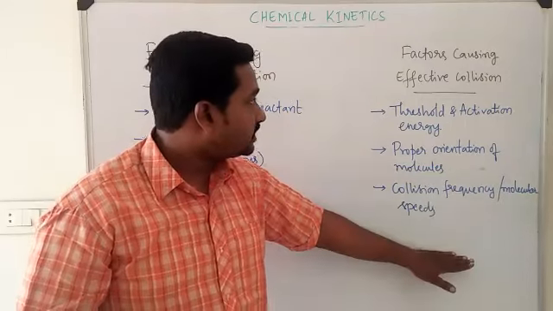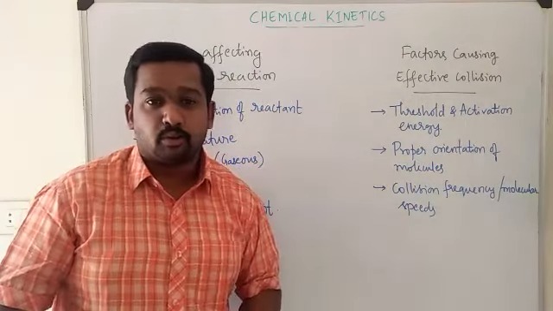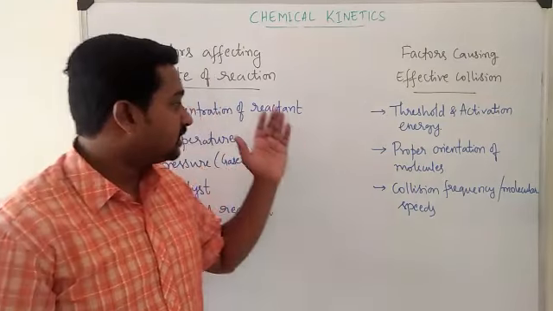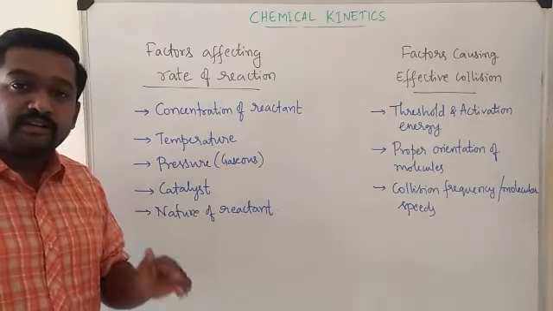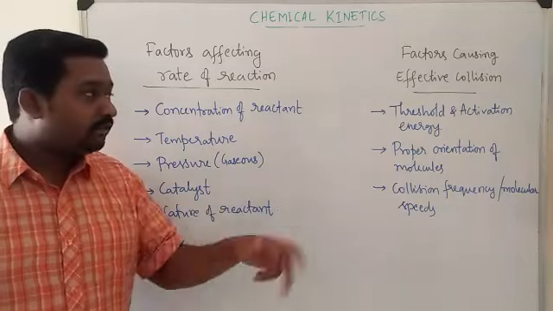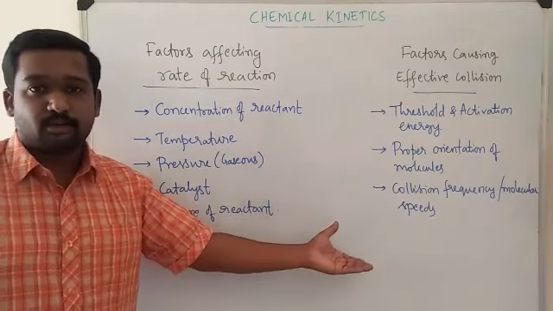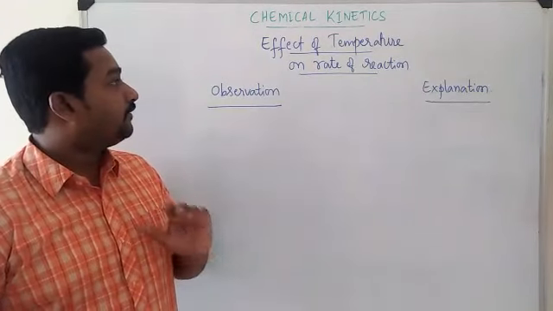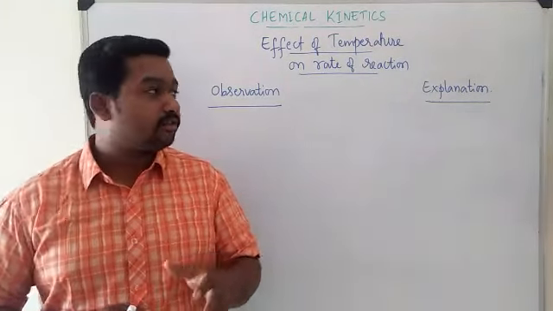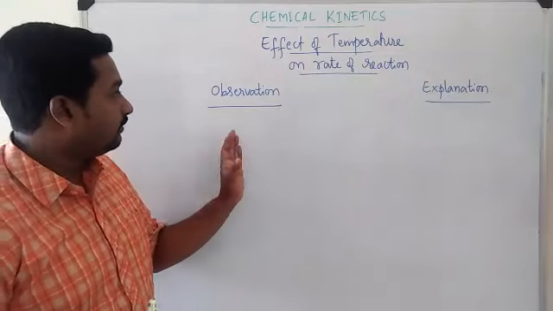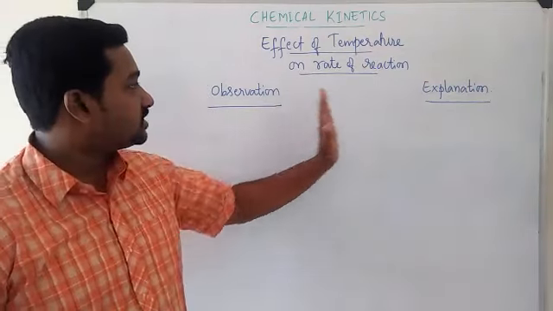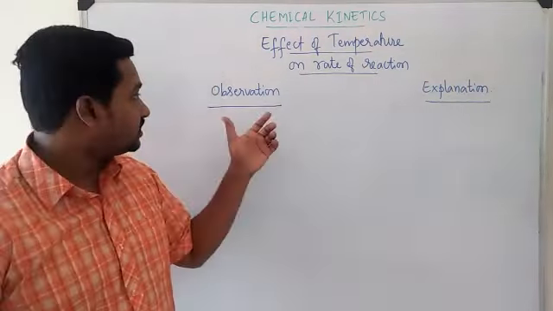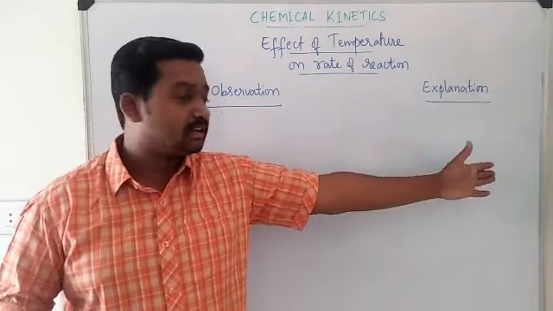So these are the factors that can cause effective collision during a reaction, and these are the factors which can affect the rate of reaction. Now we will continue the collision theory concept. Let's see the effect of temperature on the rate of reaction. I have divided this discussion into two parts, the observation part and the explanation part.